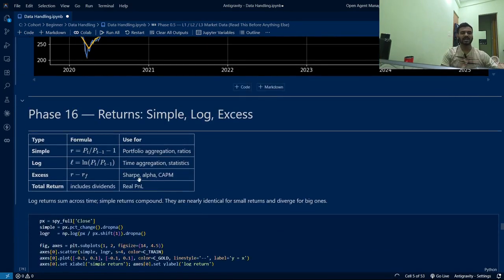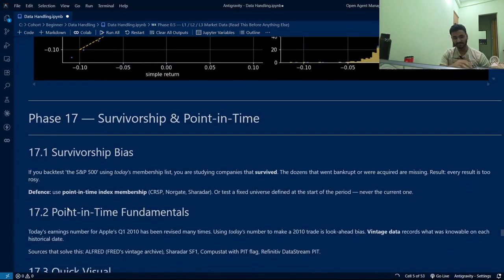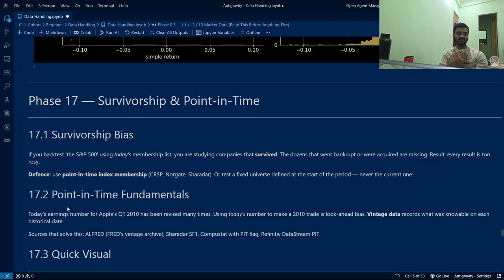Then we have our returns: simple, log, excess. Simple returns are used for portfolio aggregation ratios. Logarithmic returns are most commonly used for time aggregation statistics. Excess returns are used for Sharpe, alpha, and CAPM calculation. Then you got your total return that includes dividends. That's your real PNL. Then we have survivorship bias and point in time fundamental requirement.